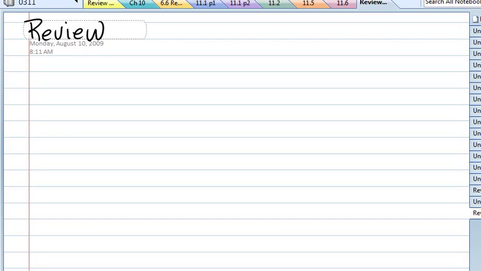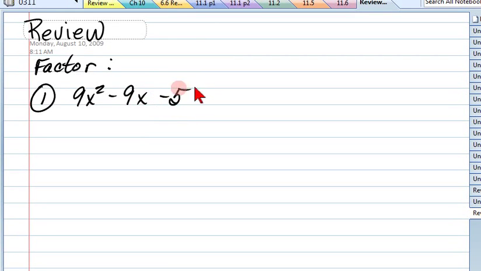To review for the final, we're going to go through all the problems on the review. The first 9 questions are on factoring. I won't be writing down all the directions, but these are to factor completely, and I'll write prime if something is not factorable. Problem number 1 has 9x squared minus 9x minus 54.